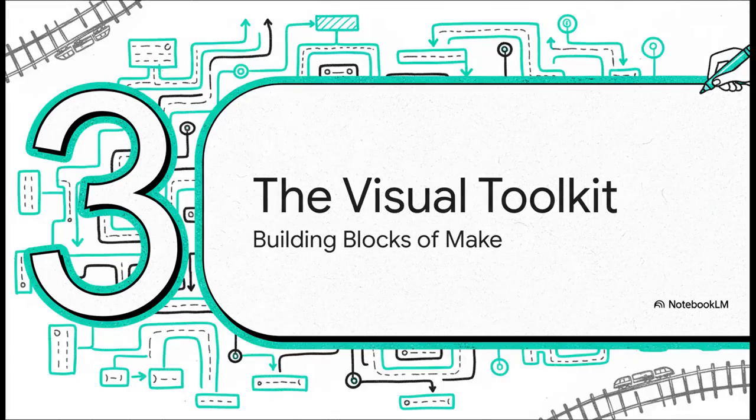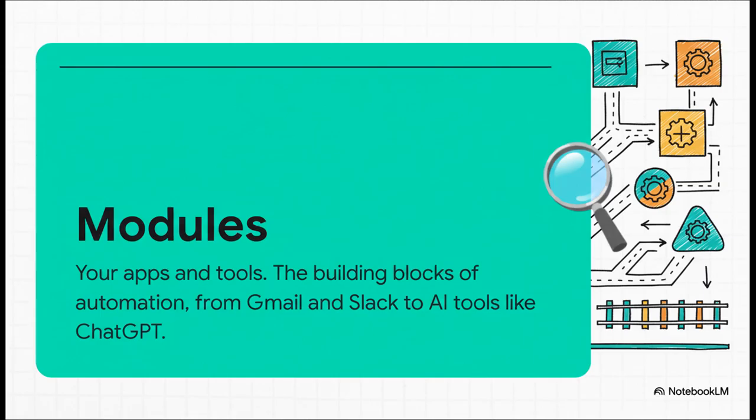Okay, that sounds cool, right? But how do you actually build these road networks for your data? Let's get into the visual toolkit Make.com gives you. First thing you need to know about are modules. Just think of these as your Lego bricks. They're the basic building blocks. Each module is just an action in one of your apps.